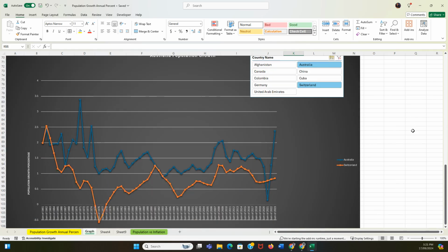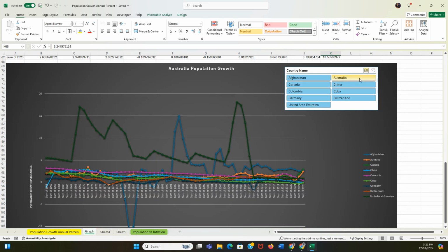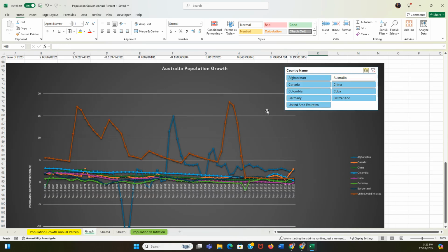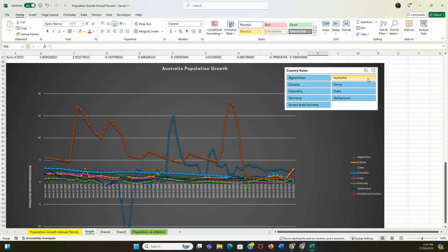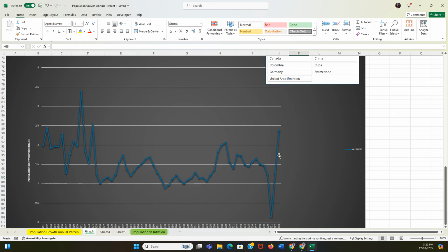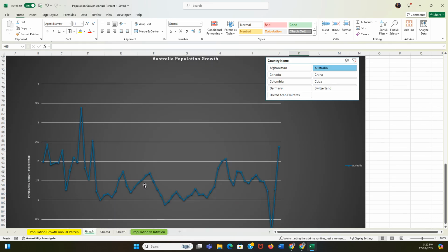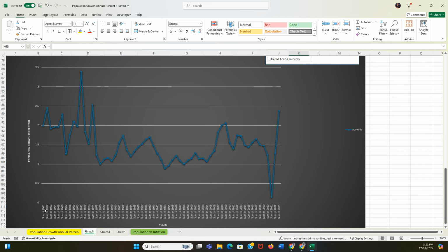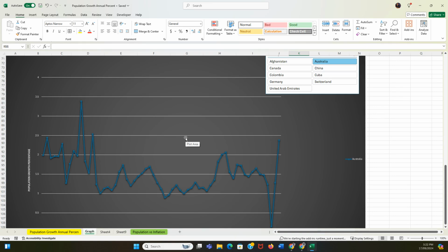If I come down straight away to my first graph that's based on the pivot table above, I'm going to go to the slicer and select Australia. There we go. Unfortunately I couldn't get rid of the sum, but you can see the years here, 1961 to 2023 on the x-axis, and on the y-axis we have population growth percentage as a value.